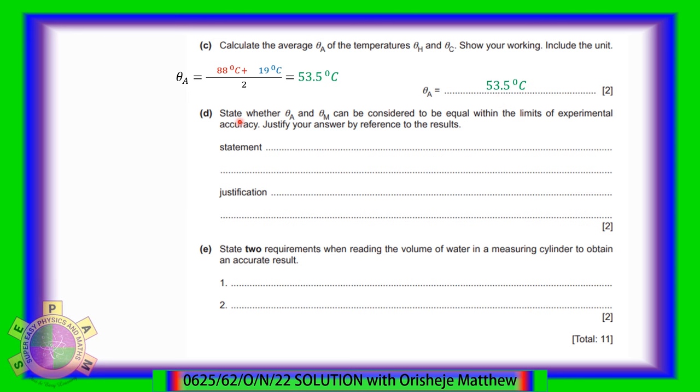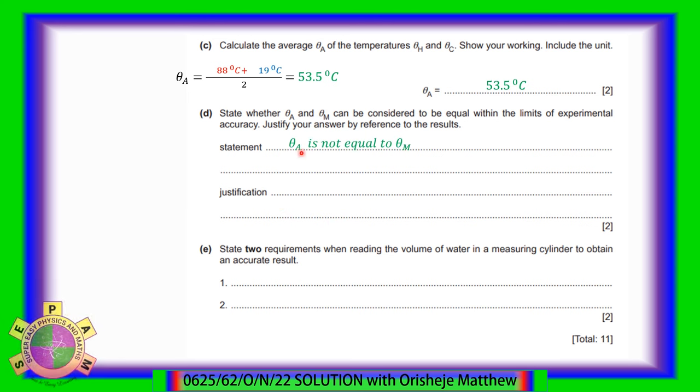Now, state whether the average temperature and the final temperature of the mixture can be considered to be equal within the limit of experimental accuracy. Justify your answer by reference to the results. For a question that has to do with justification, you compare the values and give your conclusion. To answer the justification, you need to look at the values to see if they support what you have said in the statement or not. So you always make reference to the results given to you in the experiment.